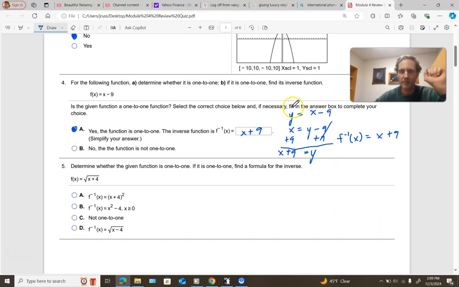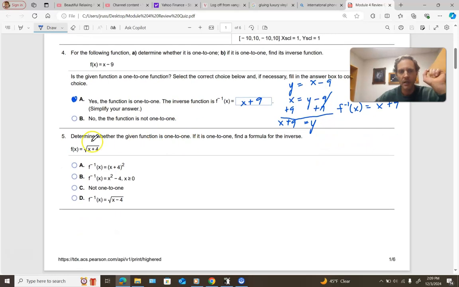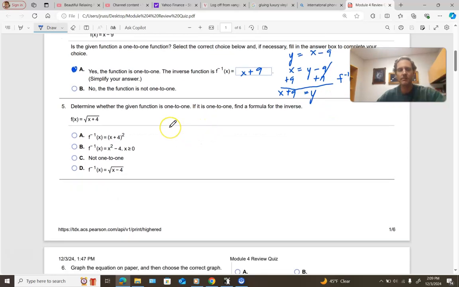Number 5 is the same type of question. This is a square root function. It's an increasing function, strictly increasing. So it is 1 to 1. Now to find its inverse, you do it the same way. It's just that there's a little bit more work. So I'm going to swap my x and y's. And then I need to solve this for y, okay?